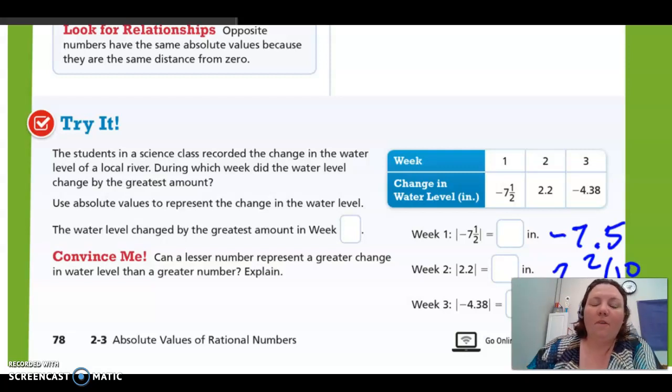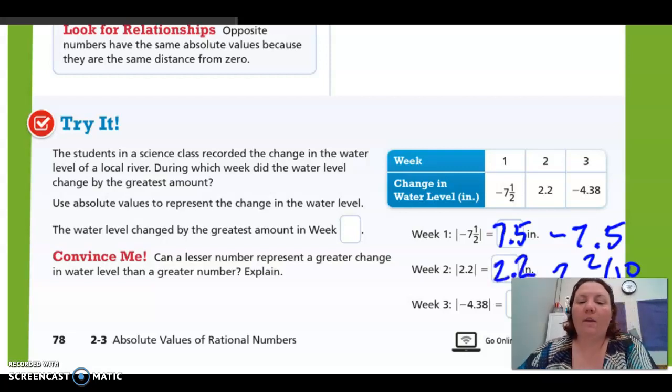So the absolute value of negative 7.5, the negative tells me that the water level dropped, but it dropped by a positive amount of 7.5 inches. So even though it went down, the change that it went down was 7.5. Week 2, the water level raised by 2.2 inches. So it went up 2.2.